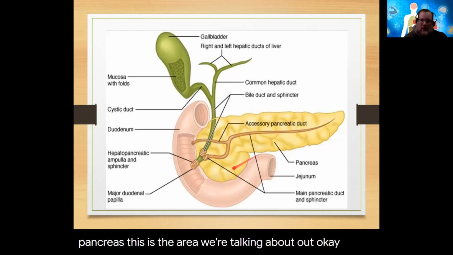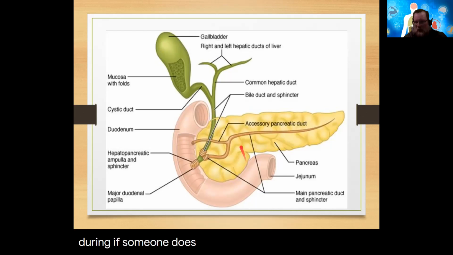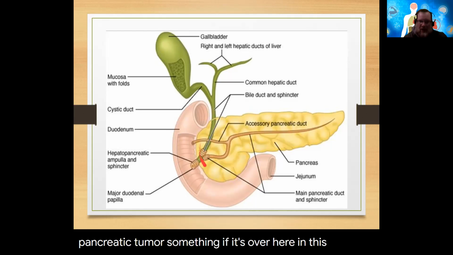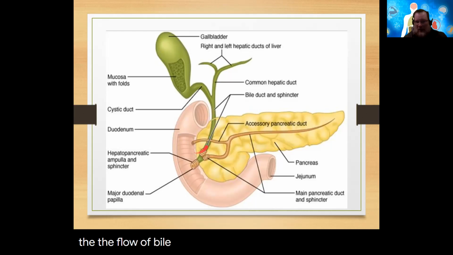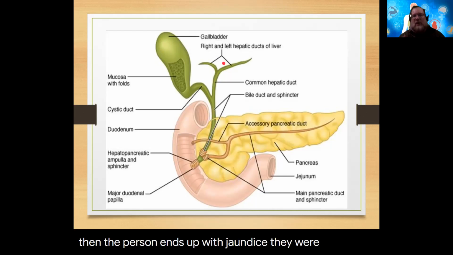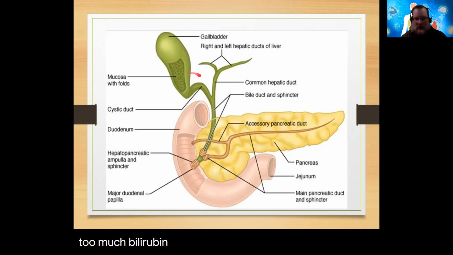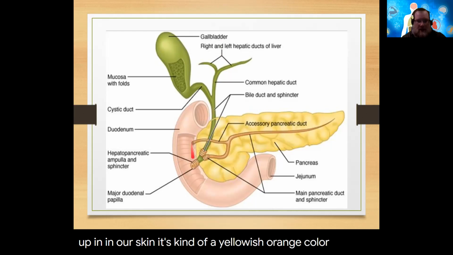If someone does have some sort of growth, a pancreatic tumor or something, if it's in this region of the pancreas, it could actually stop the flow of bile out of the gallbladder and liver. And so then the person ends up with jaundice. They're producing too much bilirubin and bile for what they're releasing, and so that pigment gets absorbed elsewhere and shows up in our skin. It's kind of a yellowy orange color. So that's the pancreas, kind of nestled right in there.